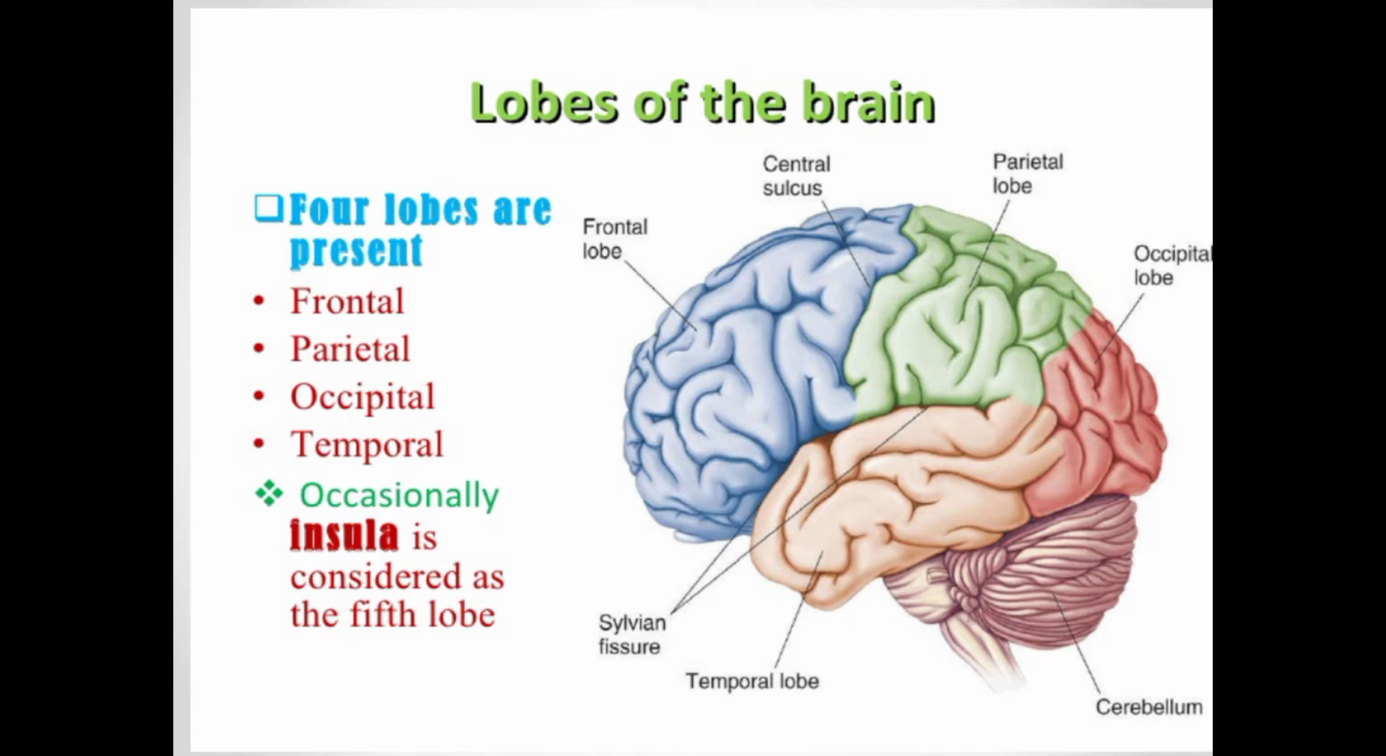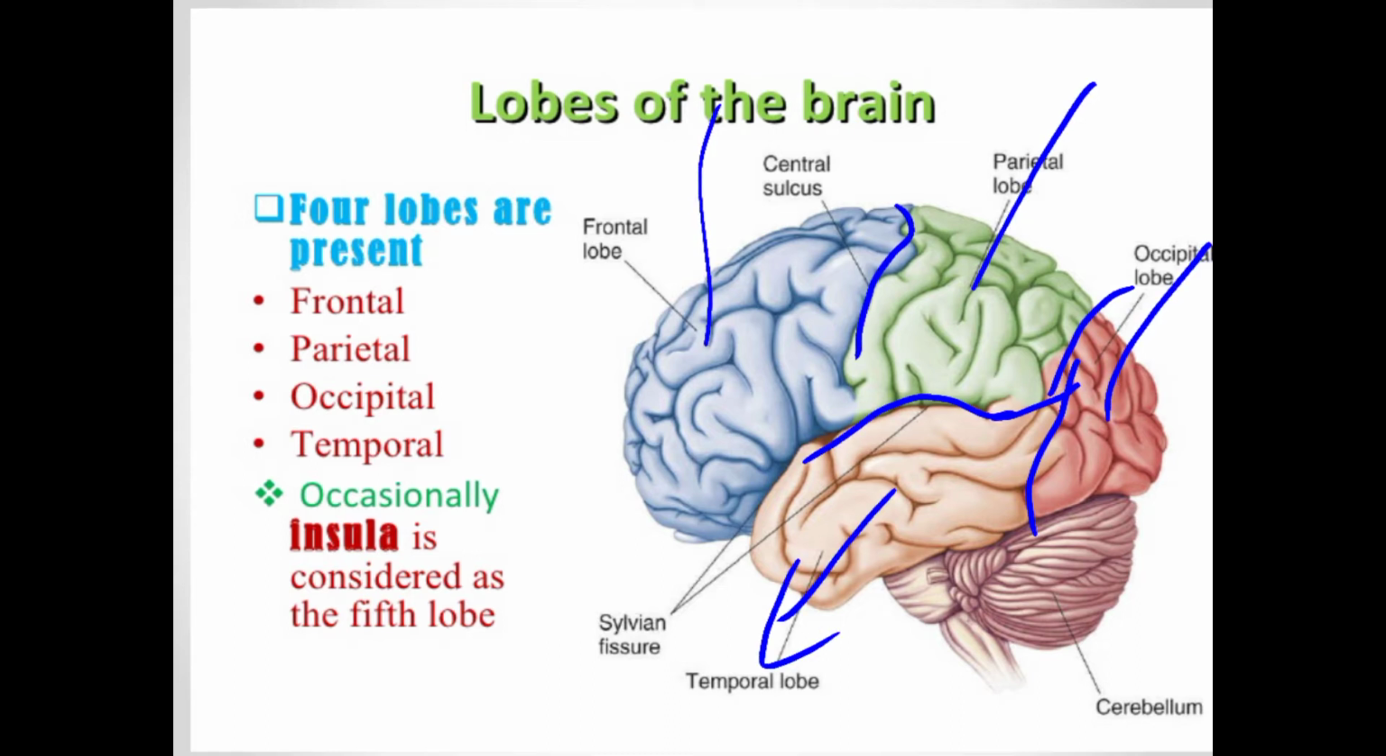Okay, see here. Here you are looking at the lobes of the brain, the same way. You can see the central sulcus here. This is the posterior ramus of the lateral sulcus, the parieto-occipital notch and the pre-occipital notch. So frontal, parietal, occipital and temporal lobes. These are the lobes of the cerebrum. Occasionally, in the interior, you will see one part, a fifth lobe called the insula.